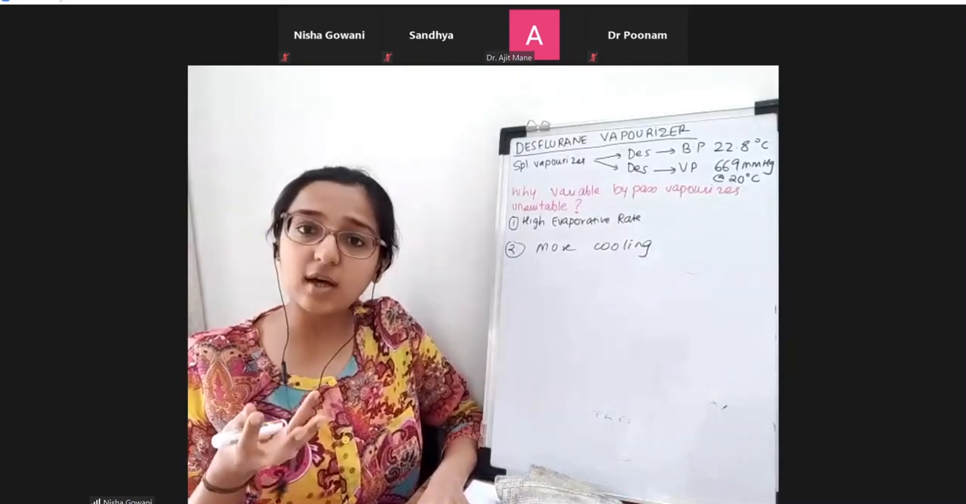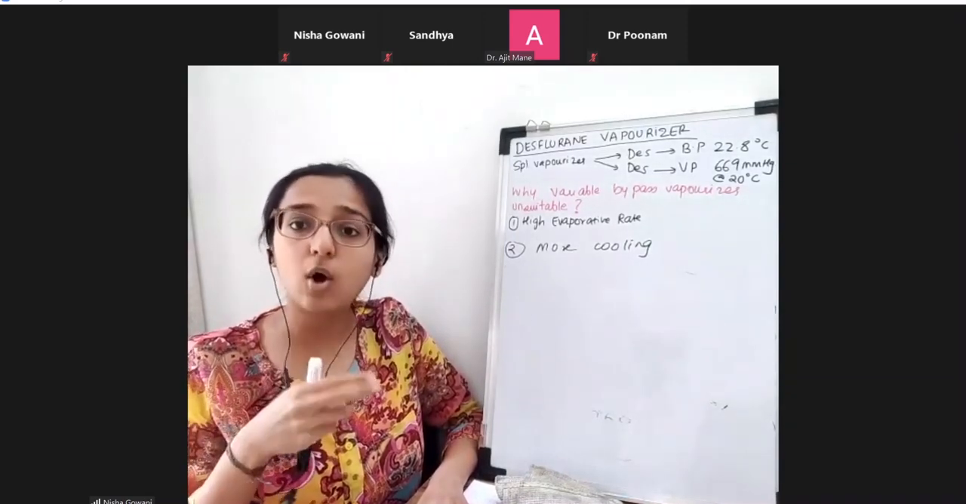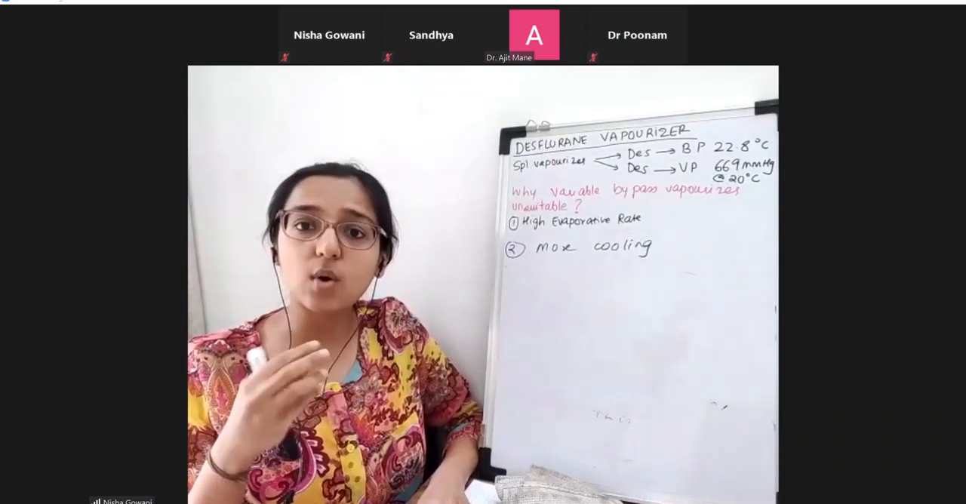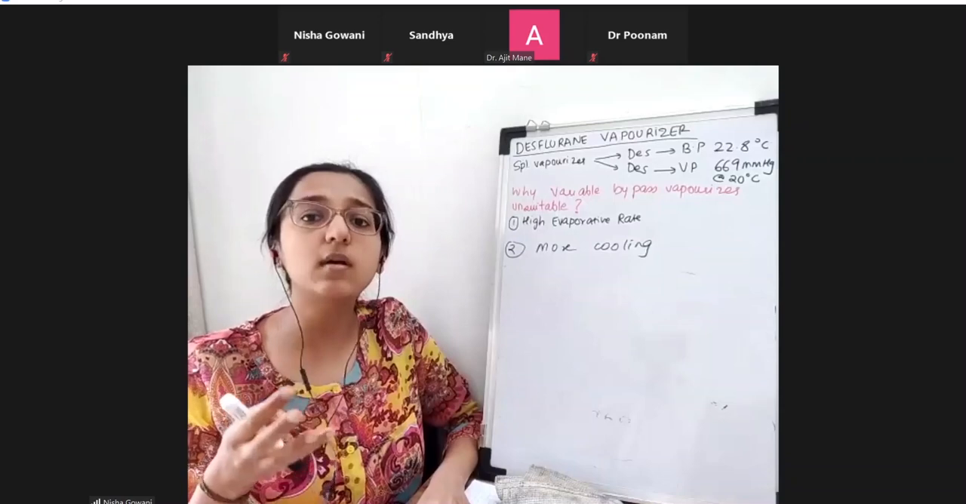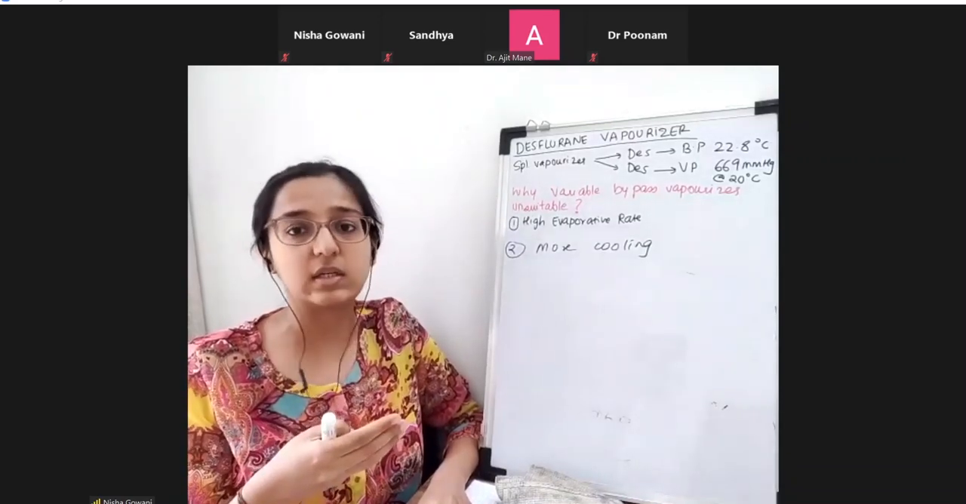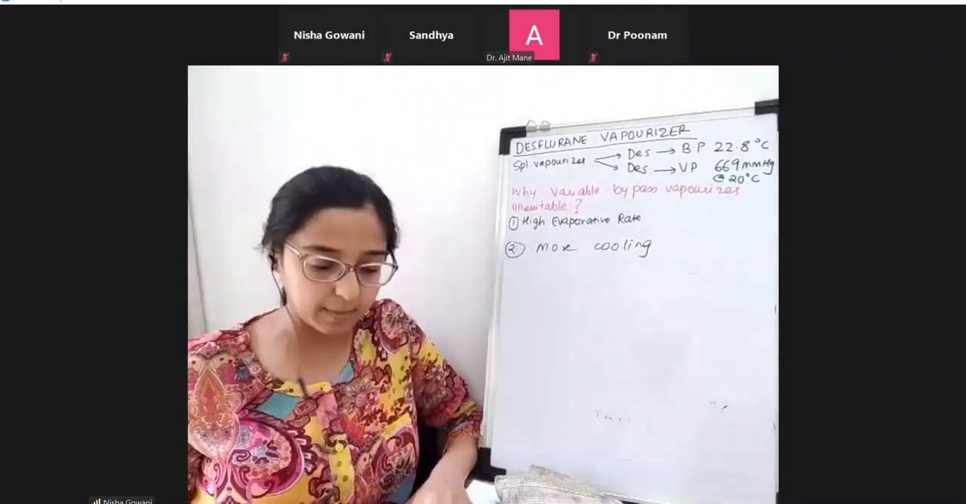So traditional thermocompensation methods, where we had a thermocompensation cone, right? Or we had a strip. These devices are not going to be helpful in compensating the heat loss. We have to provide some external heat to a desflurane vaporizer. So that's why we cannot use a variable bypass vaporizer.